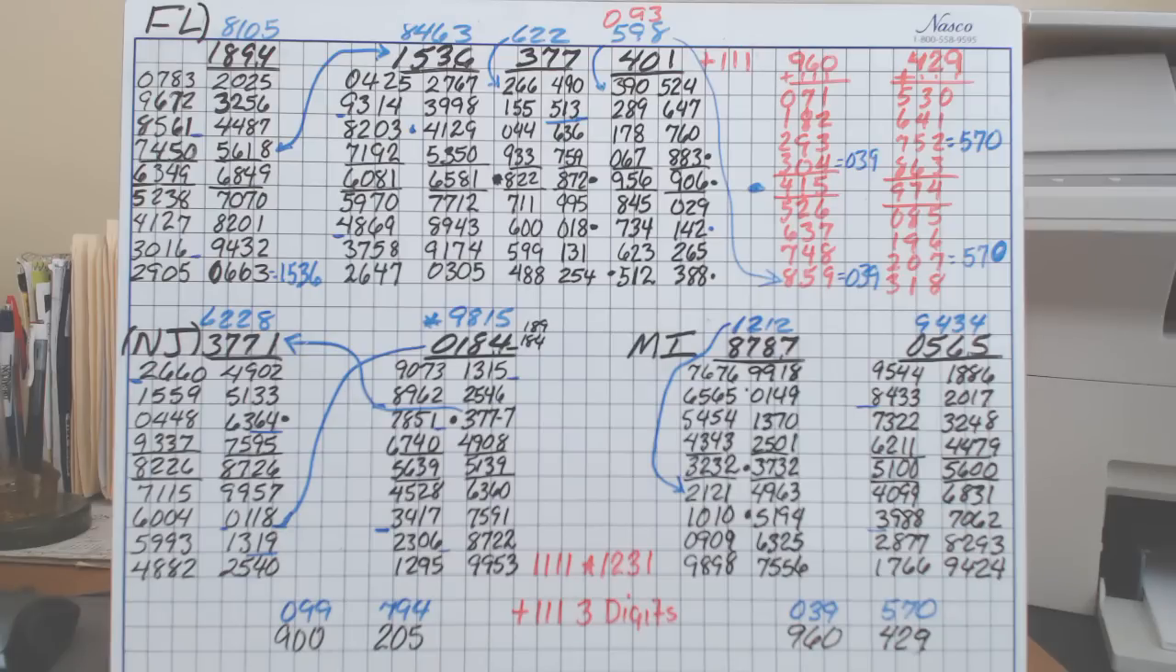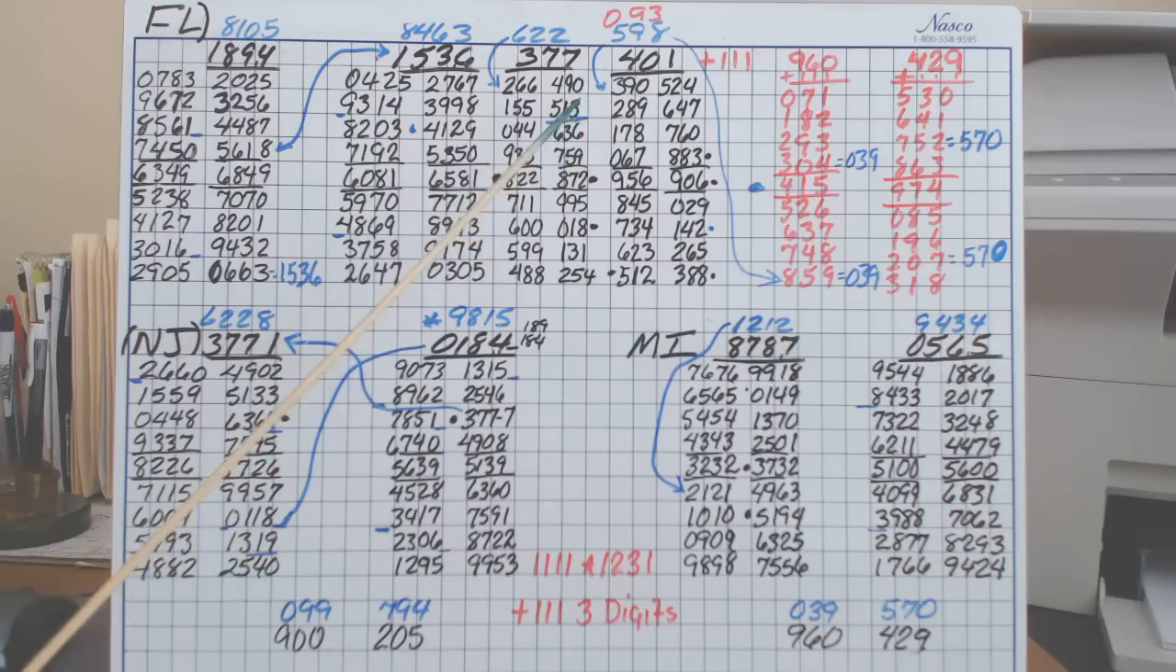Today I'm going to briefly explain to you some other options you have in terms of using numbers of indicators to your advantage. Now, I have Florida, New Jersey, and Michigan. I'm going to be working mostly with Florida, due to the fact that this was her first request. Now, Florida had 1894 and evening 1536, and their midday were 377 and on evening 401.